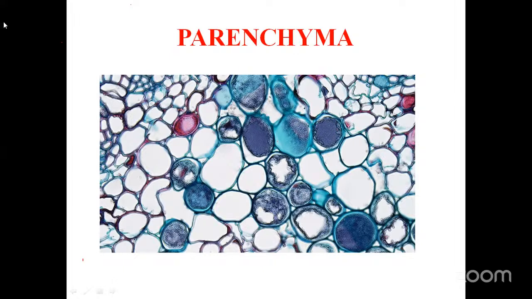If you see it structurally, parenchyma cells are usually isodiametric or polygonal or round, in different types of shape. And they are usually thin walled. We can see this diagrammatically as a thin layer. Here, this is the cell and the cell is covered by a thin layer, like this.